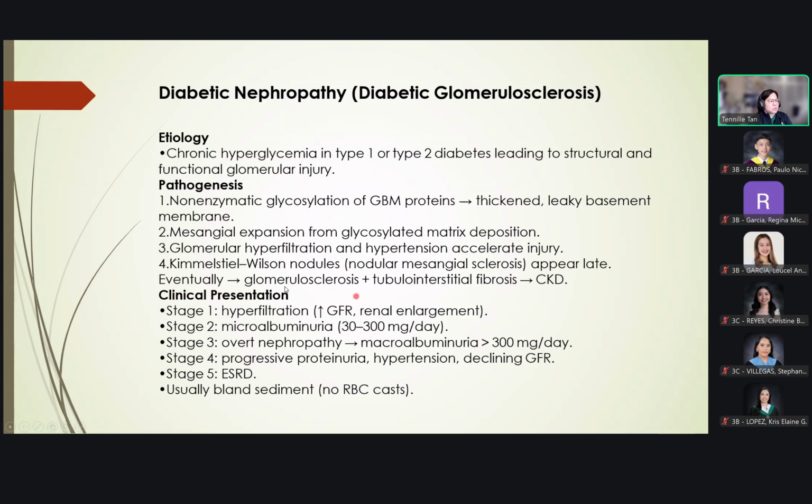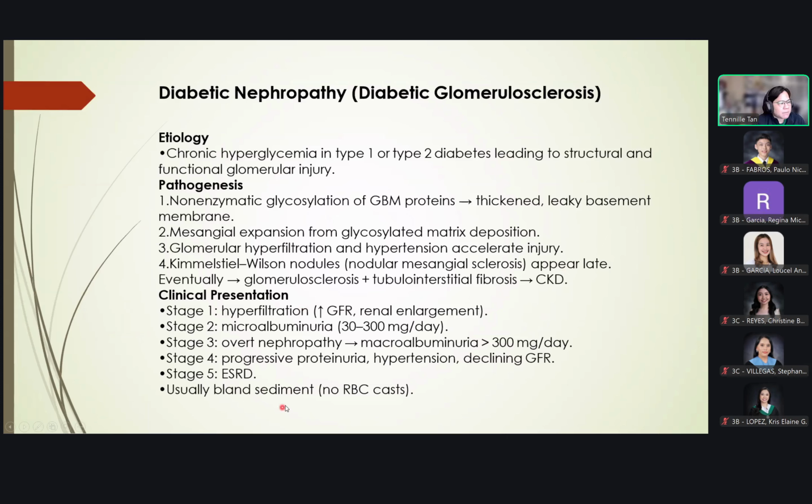Clinical presentation, usually at stage 1, the patients might only have hyperfiltration, meaning renal enlargement and increased GFR. Stage 2, the patients might be seen with microalbuminuria, so about 30 to 300 milligrams per day. At stage 3, they'll have overt nephropathy and macroalbuminuria, meaning more than 300 milligrams per day of protein or albumin loss in the urine. At stage 4, you'll have progressive proteinuria, hypertension, and declining GFR. And stage 5, end-stage renal disease.